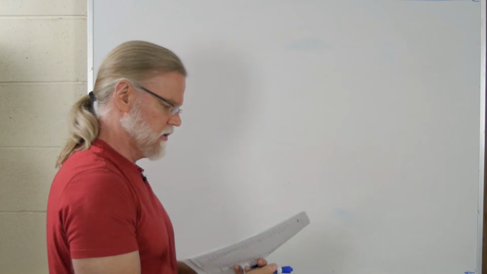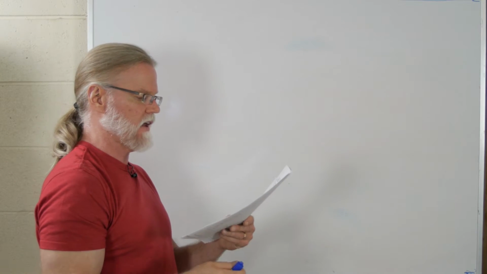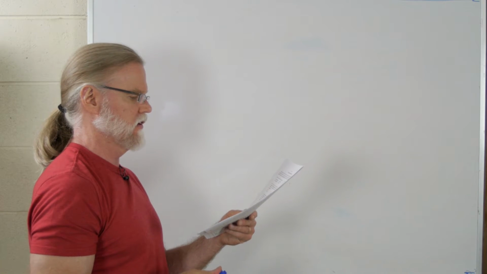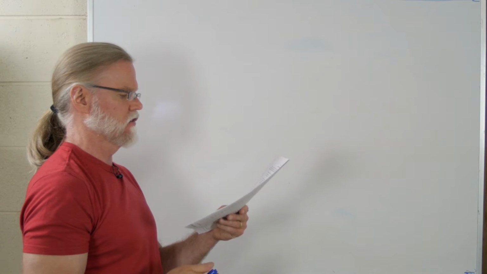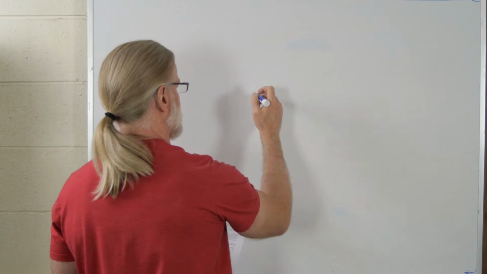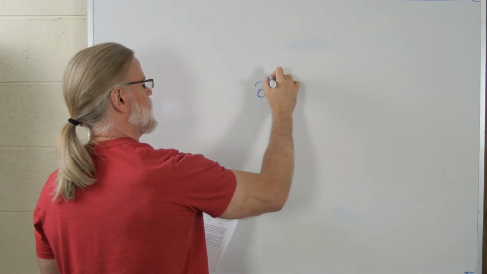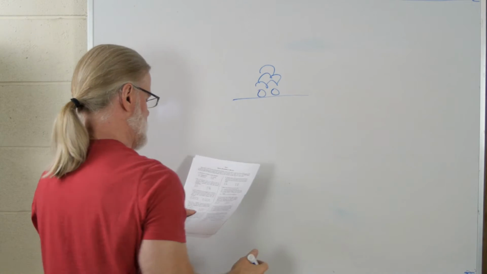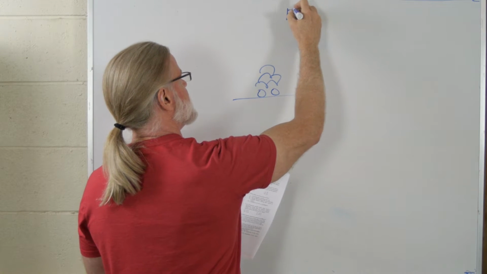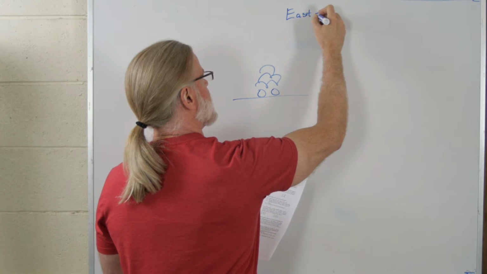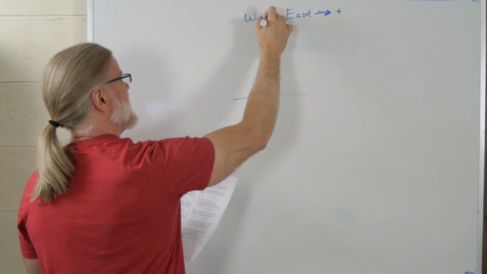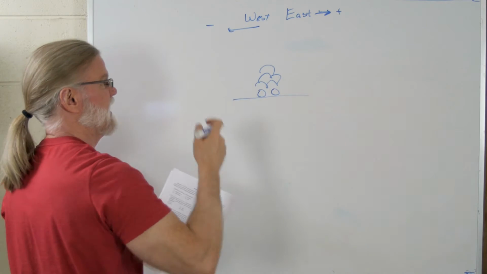All right. Number 3, a car traveling west in a straight line on a highway decreases its speed from 20 meters per second to 23 meters per second in 2 seconds. The car's average acceleration is what? All right, let's draw a picture. Here's my car, like that. And I'm going to say that east is that way. And I'm going to say that's plus. So I'm going to say west is that way, and I'm going to say that's negative.